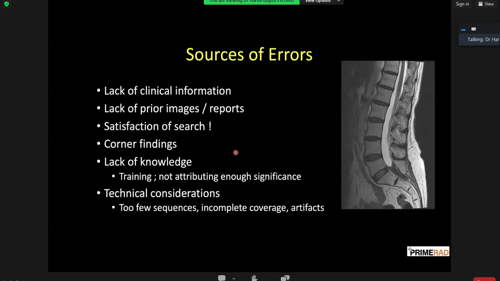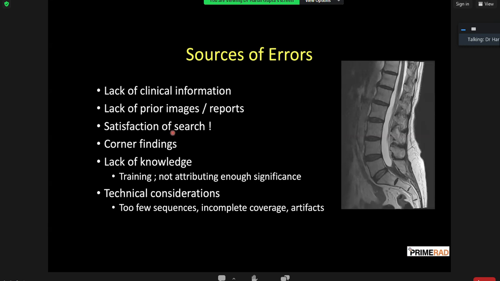Second thing, which is quite common in practices in a number of countries, can be difficulty getting prior imaging or reports, which is a big problem, because sometimes patients have been going from one center to the other, and we do not know the whole story. The third important reason why it happens is the satisfaction of search. Now, this is a radiologist factor. The other two are non-radiological factors, but this is a radiologist factor, where the radiologist sees one abnormality and focuses too much on that abnormality and stops looking for other abnormalities.